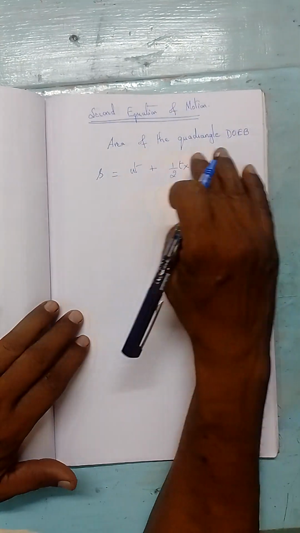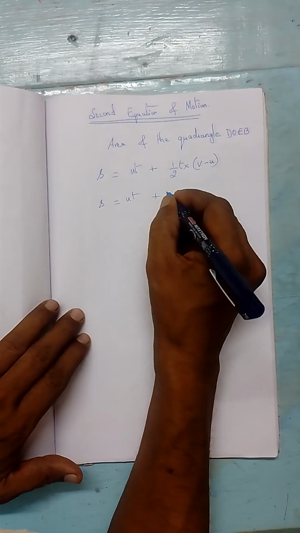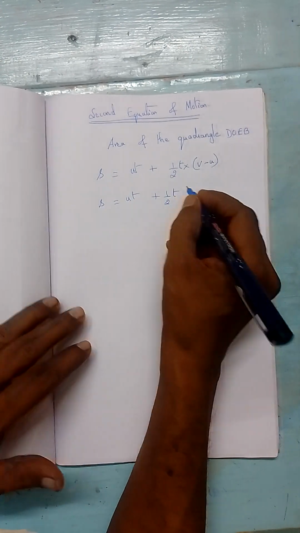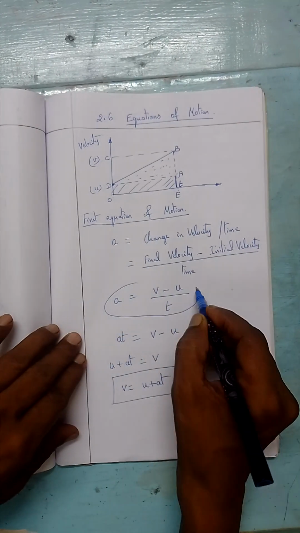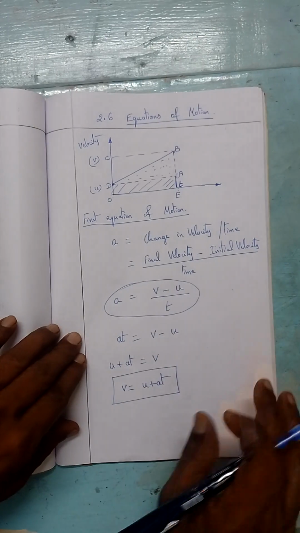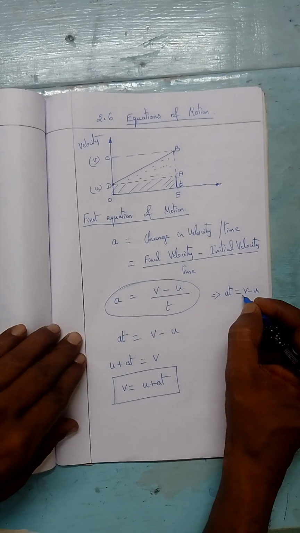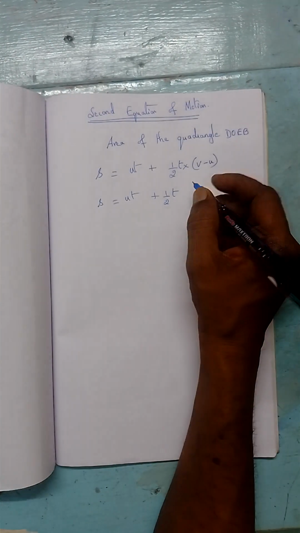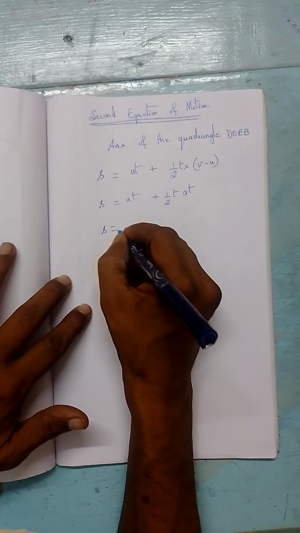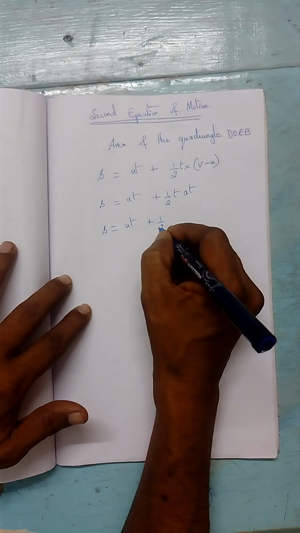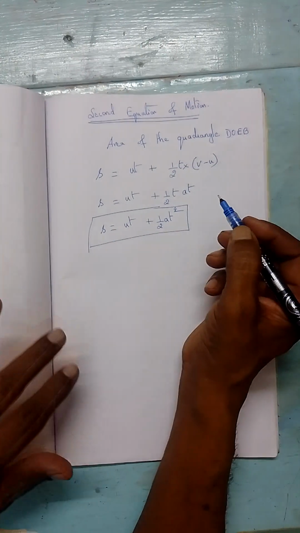So now we have found the area of the quadrangle DOEB. S is equal to ut plus half into t into (v minus u). We already derived the formula a is equal to v minus u by t, which implies at is equal to v minus u. So in the place of v minus u, you can substitute at. Therefore, S is equal to ut plus half at squared. This is the second equation of motion.